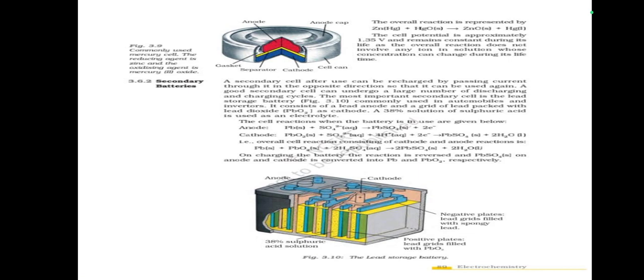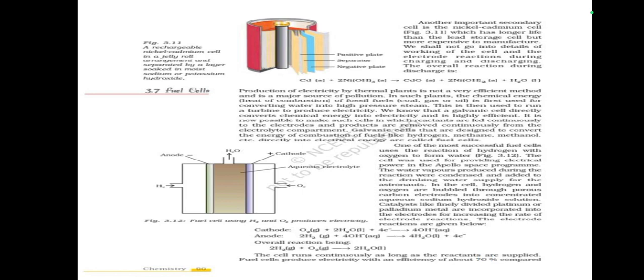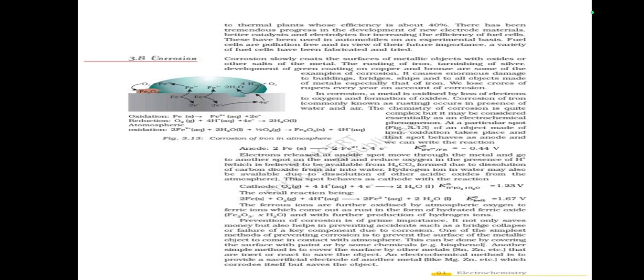Primary batteries. The commercial dry cell consists of a graphite carbon cathode in a zinc container. The latter acts as an anode. Secondary batteries. Fuel cells. Corrosion.